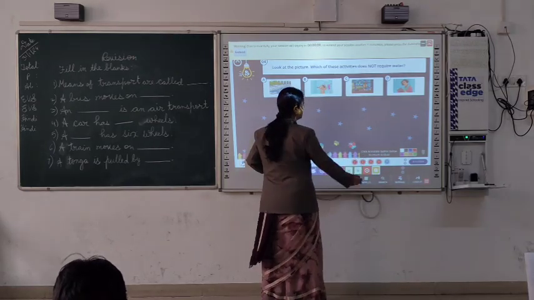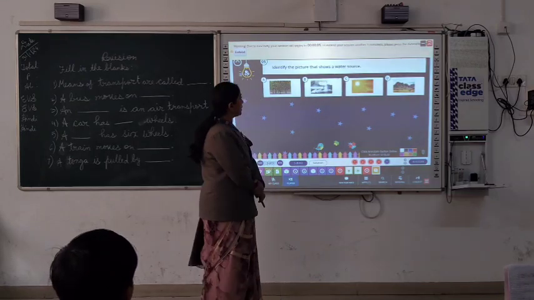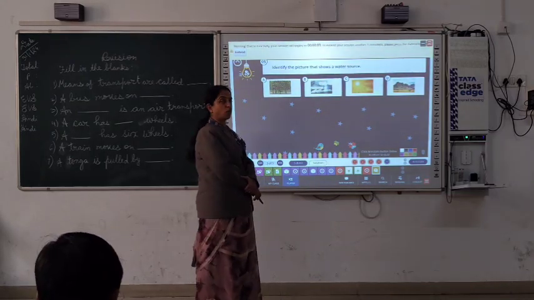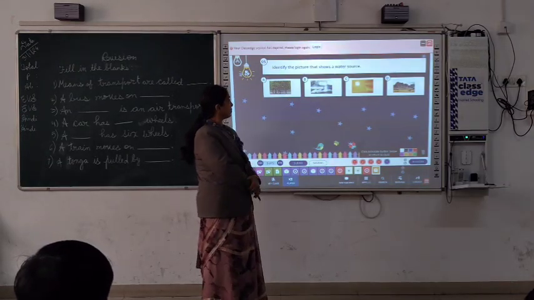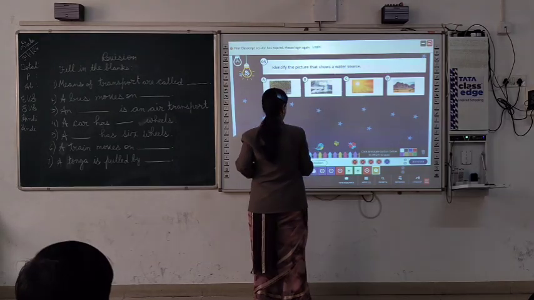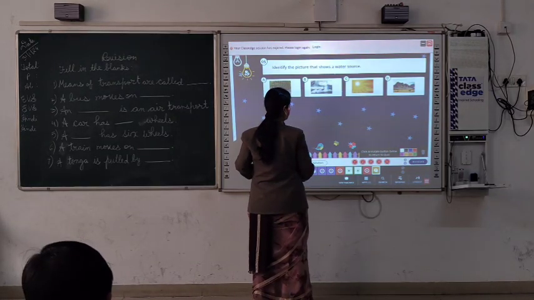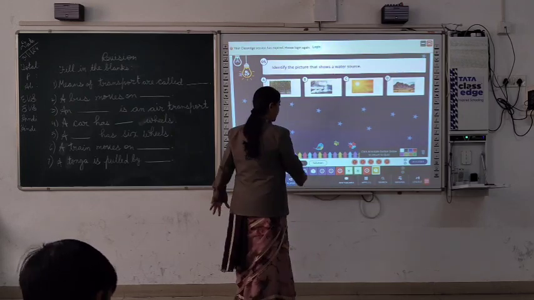Now the last one. Identify the picture that shows a water source. We have 4 pictures here. Iceberg. Very nice. Iceberg is the source of water. So all our answers are correct.